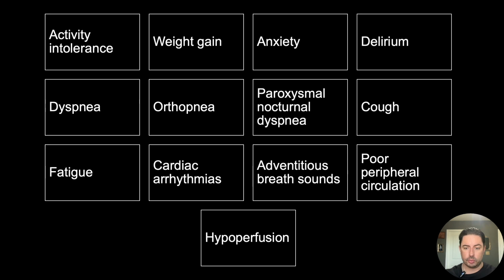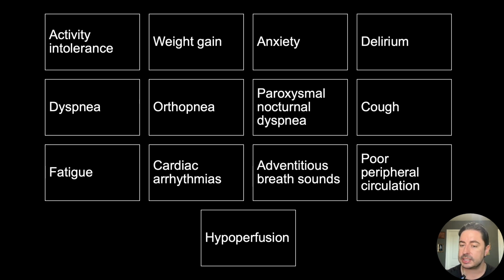So your clinical presentation, what does this mean? What is my patient going to show up looking like? They're going to have trouble with activity. They're not going to be able to walk down the driveway to get their mail like they normally do. They're not going to be able to climb the stairs. They're not going to be able to stand for prolonged periods of time to cook. You're going to see an increase in weight gain, some anxiety, perhaps some delirium, dyspnea, shortness of breath. Specifically, you'll have some orthopnea. Orthopnea, remember, is shortness of breath in a patient that's in a recumbent position.